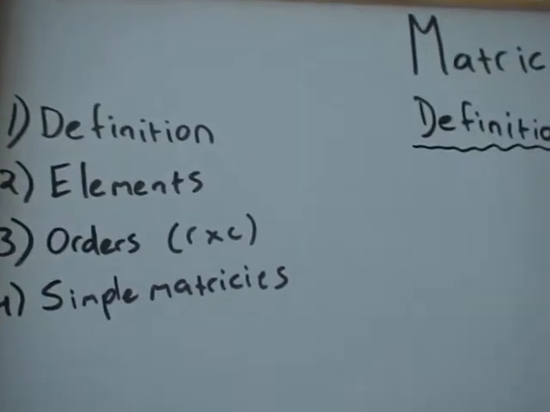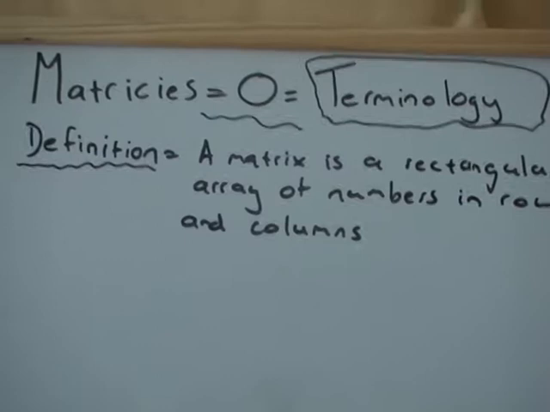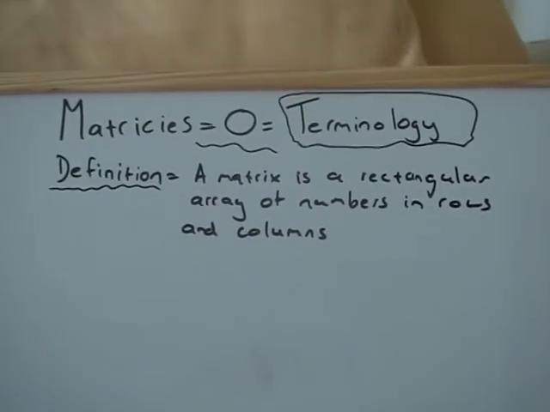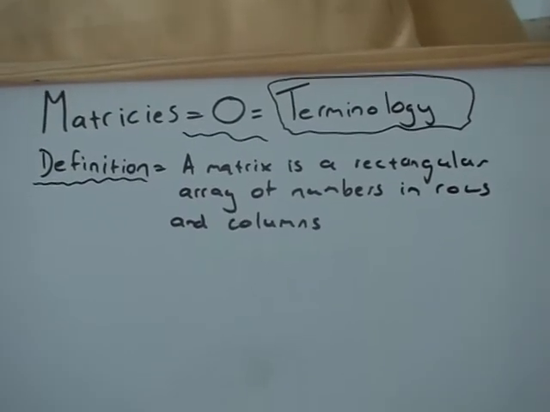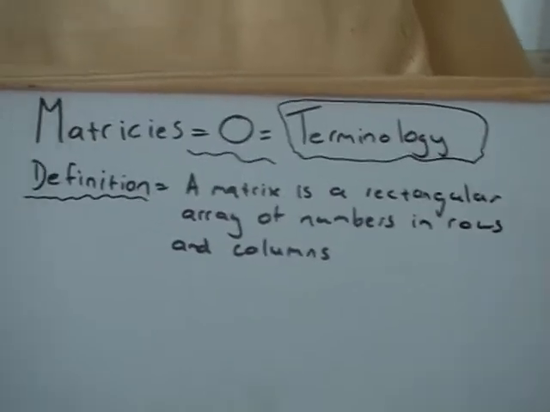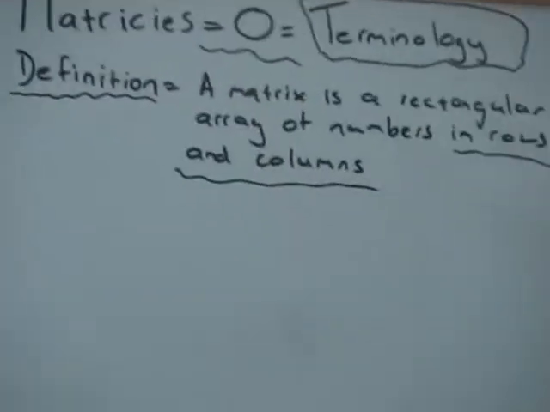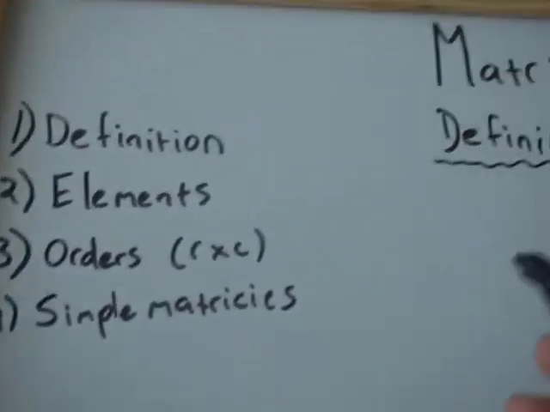Okay, first of all, probably the easiest thing about this is the definition of a matrix. Now, I suggest you copy this down. Definition. A matrix is a rectangular array of numbers in rows and columns. This is very important, this rows and columns thing, but we'll get to that later. So that's just a very simple definition of what you're about to do.